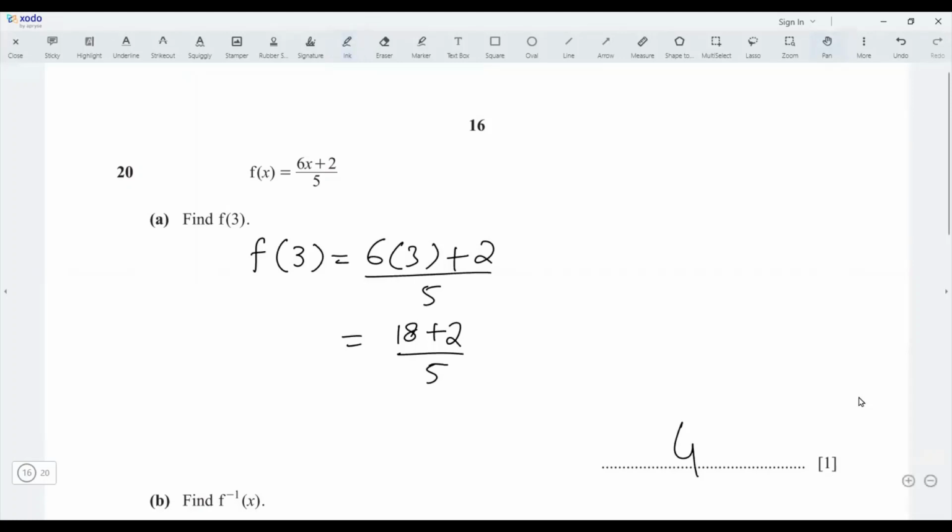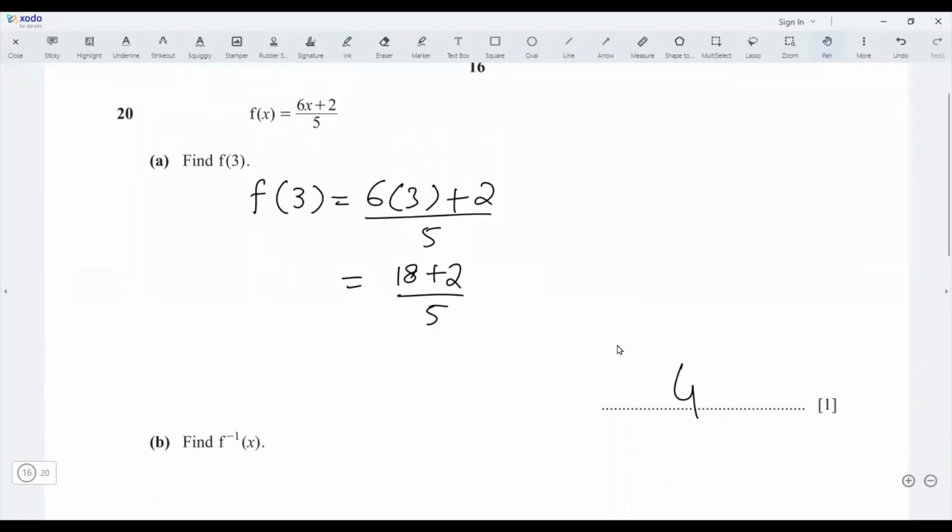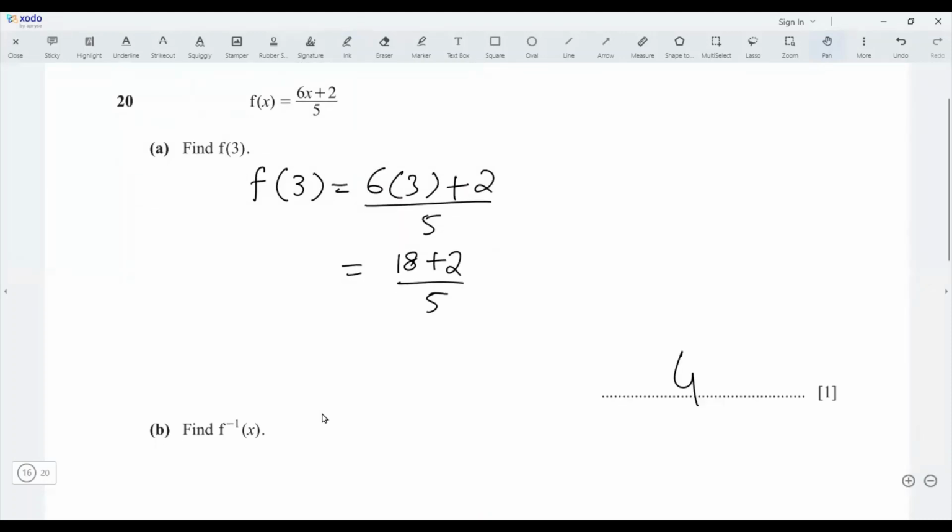So this always carries 1 mark. If you have found the correct answer, you will get one complete mark. The next part is related to the inverse. For finding the inverse, write down the function again: 6x plus 2, whole divided by 5. Now make f of x equal to y. Then cross multiply and make x the subject.